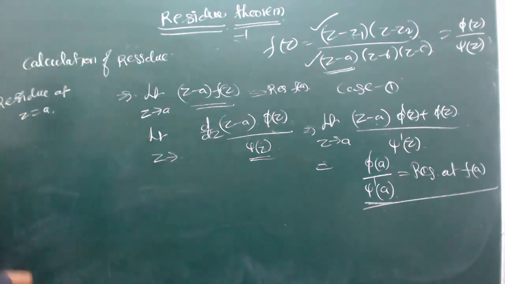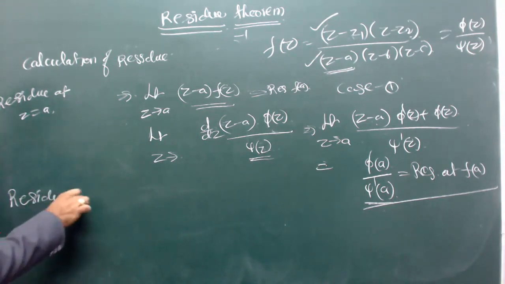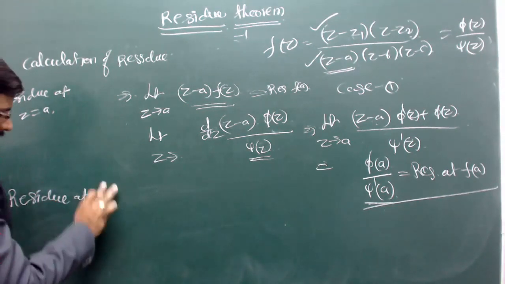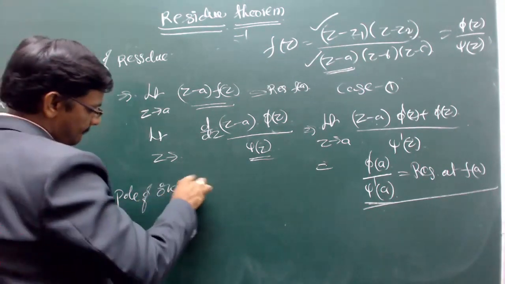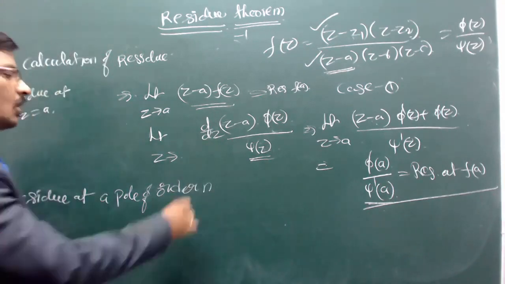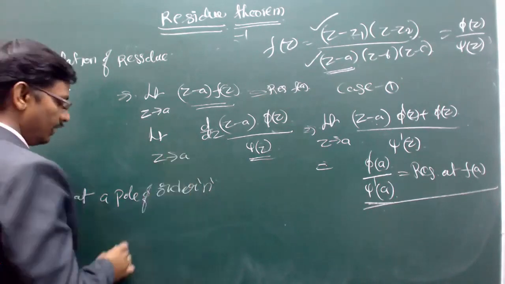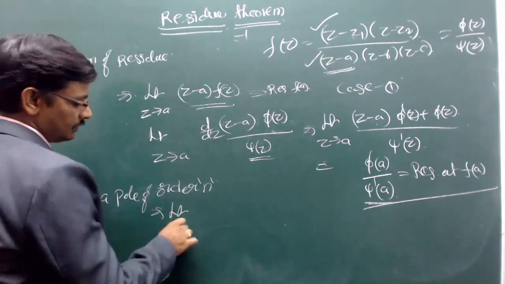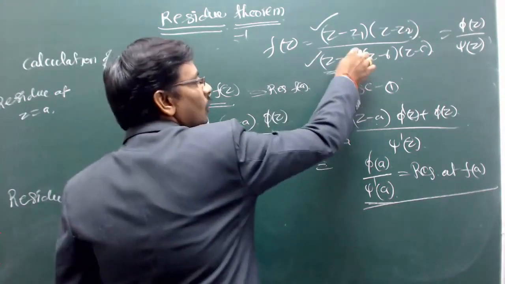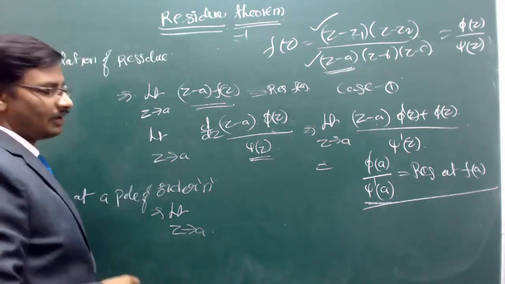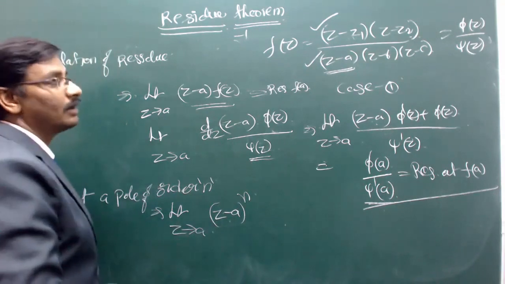Then you will be able to find out the residue value. In case 3, residue at a pole of order n. So if there is an order n for that pole, then the residue value you can find out as limit z tends to a. So the pole is of order n. That means let us say z minus a whole power n is there. That is the pole of order n. Then you have to multiply that function with the same value, z minus a whole power n, into f of z.